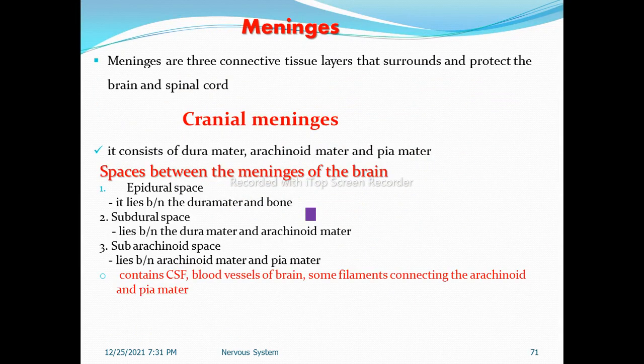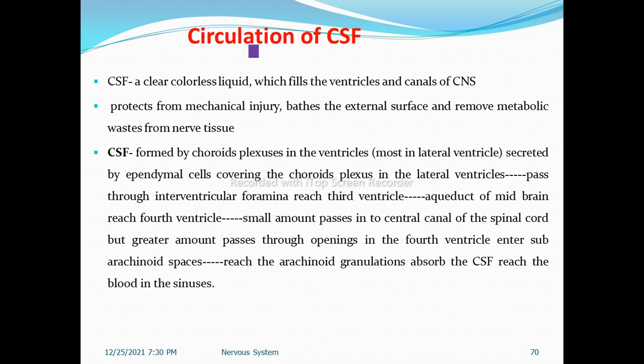So, circulation of cerebrospinal fluid. Cerebrospinal fluid is a colorless fluid which fills the ventricles and canals of the CNS. Ventricles means in the brain, canals means in the spinal cord. It protects from mechanical injury, bathes the external surface of the brain, and removes metabolic waste from the nervous tissue. This is the function of cerebrospinal fluid.